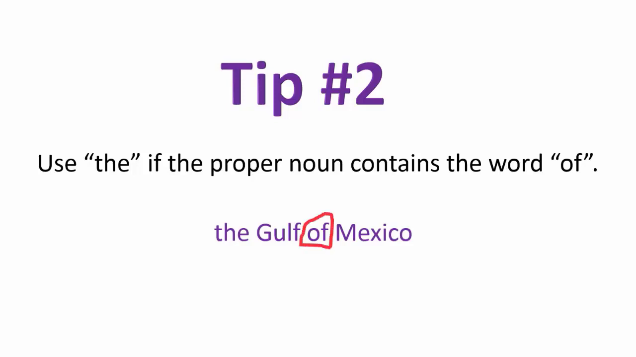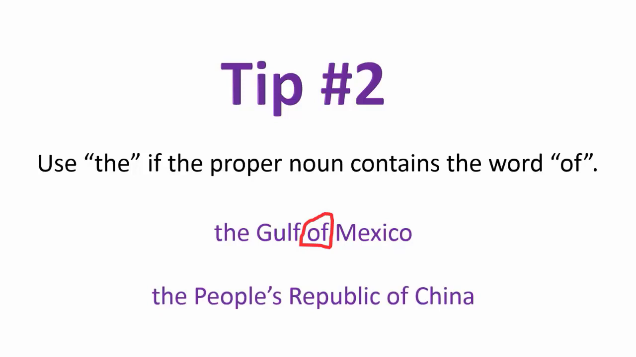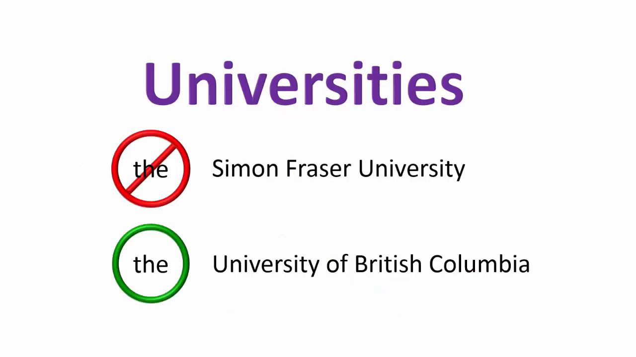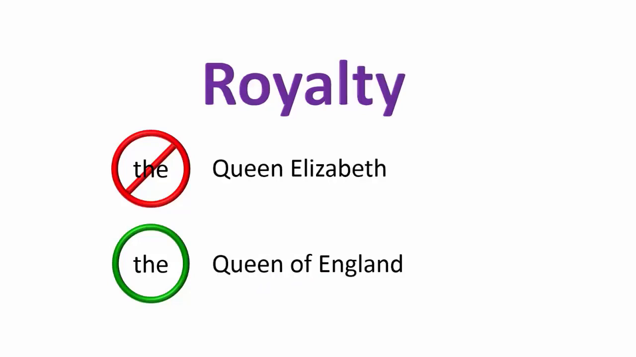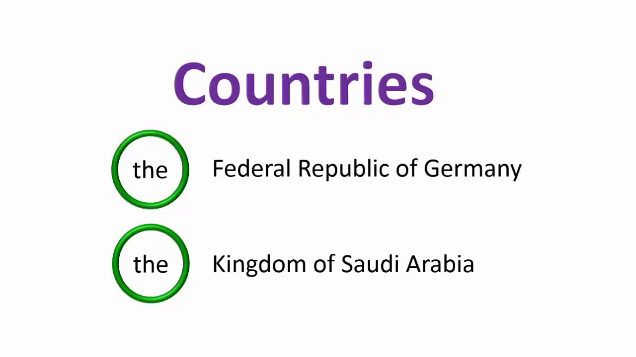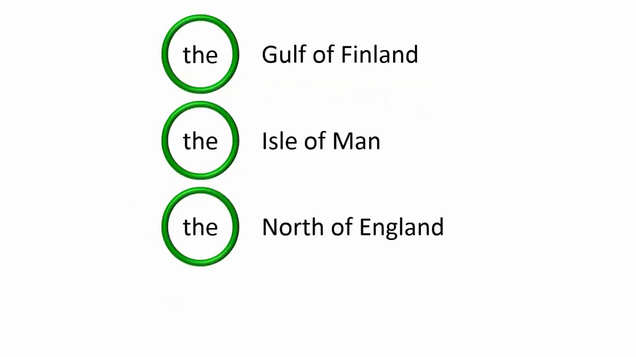Tip number 2, use "the" if the proper noun contains the word "of." So the Gulf of Mexico contains the word "of," so you use "the." The People's Republic of China contains the word "of," so you use "the." So all of these, Simon Fraser University, no "the." But the University of British Columbia. Hudson Bay, no "the." But the Bay of Fundy. Queen Elizabeth, but the Queen of England. The Federal Republic of Germany. The Kingdom of Saudi Arabia. The Gulf of Finland. The Isle of Man.